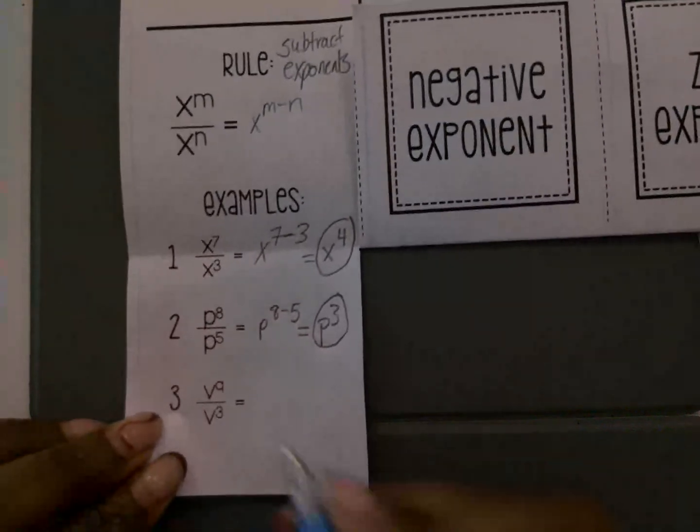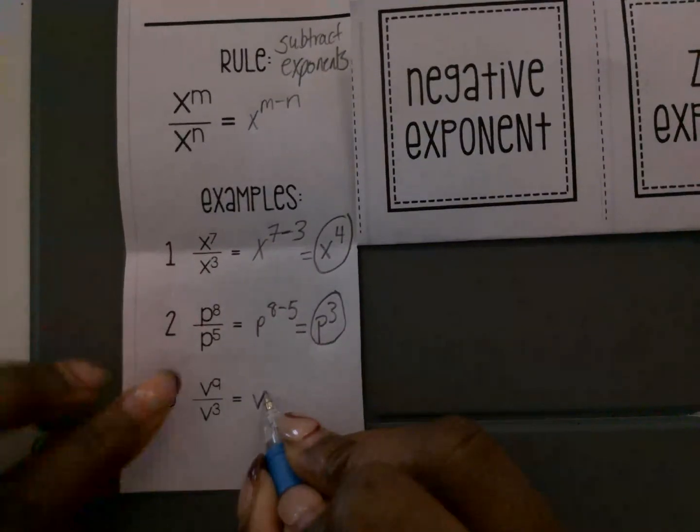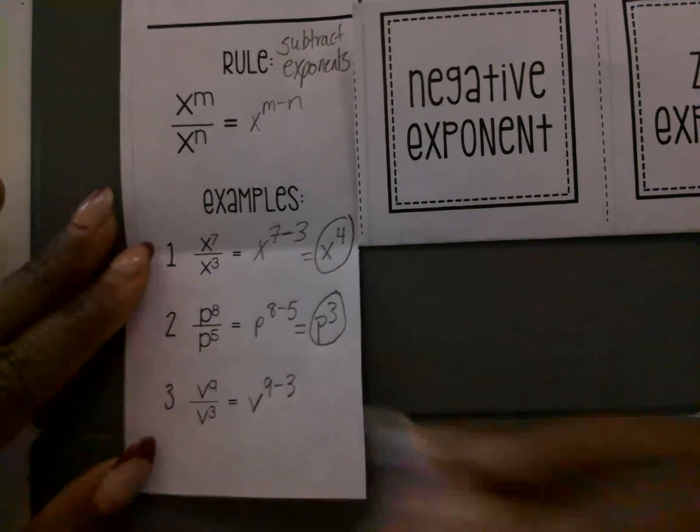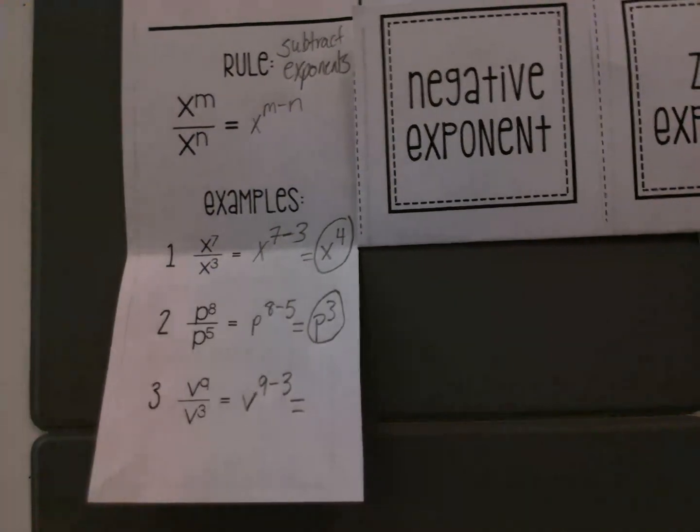Number 3, we have V. Top exponent is 9. Bottom exponent is 3. So make sure you write your answer there.